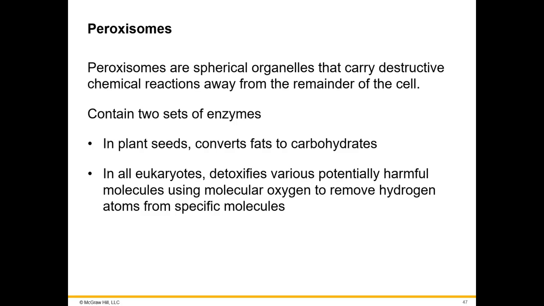When we're talking about peroxisomes, they're still vesicles and they have that same basic motion and function, but they're actually working to detoxify different potentially harmful molecules. And they do this using molecular oxygen to remove hydrogen atoms from specific molecules, which is basically going to break them down on a molecular level. Another interesting thing is peroxisomes in plant seeds can also work to convert fats into carbohydrates, which are needed.